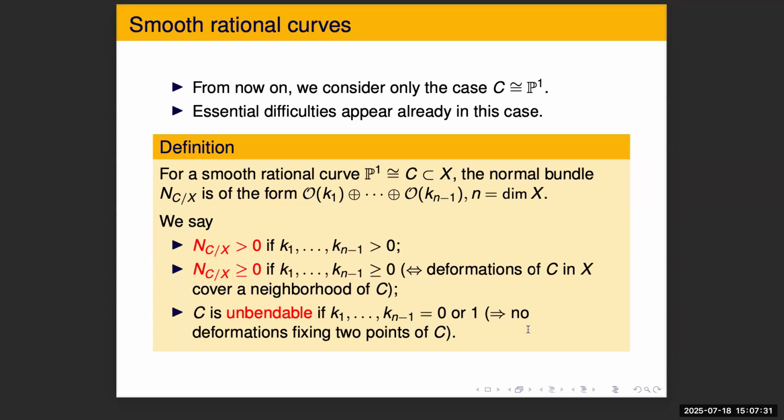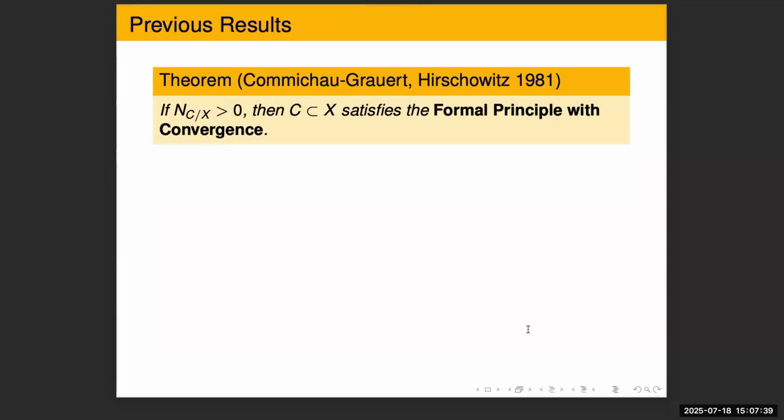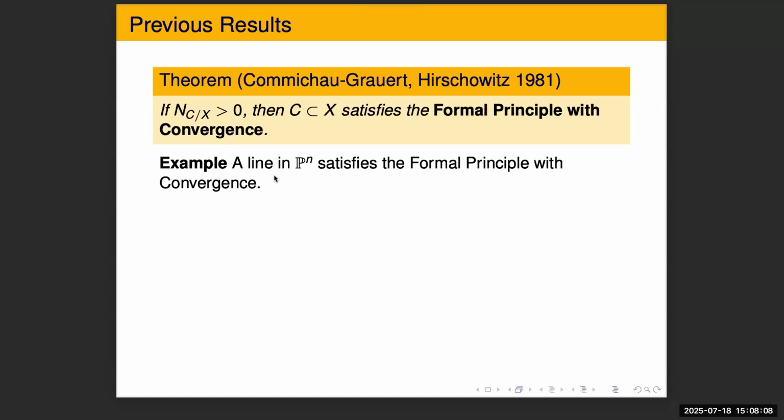Now for rational curves, we can state some previous results in the following way. The first is the main result people obtained in the 70s. The papers appeared almost in the same year, by Commichau, Grauert and Hirschowitz. They proved that if the normal bundle of the rational curve is positive, then it satisfies the formal principle with convergence. So in particular, for example, a line in Pn satisfies the formal principle with convergence.